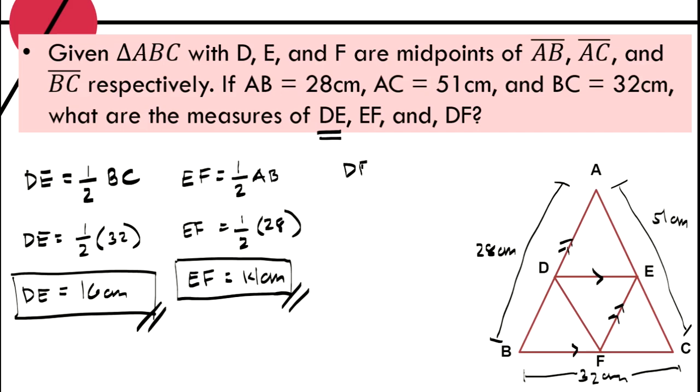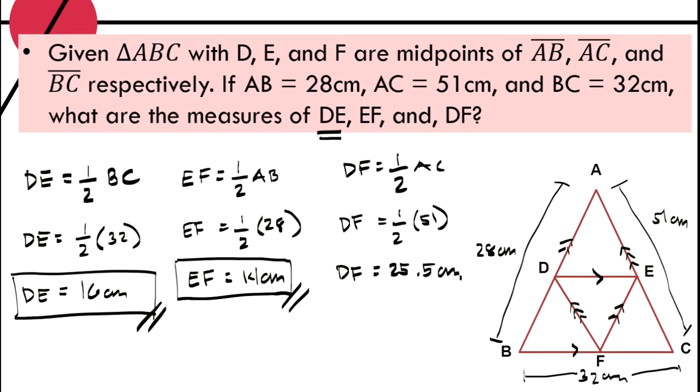Next, midline DF is 1/2 its third side. So midline DF is parallel to our third side AC, and the measure of AC is 51. Okay, so we have DF is equal to 1/2 of 51, and 1/2 of 51 is 25.5 centimeters. So the measures of midlines DE, EF, and DF are 16, 14, and 25.5 centimeters respectively.